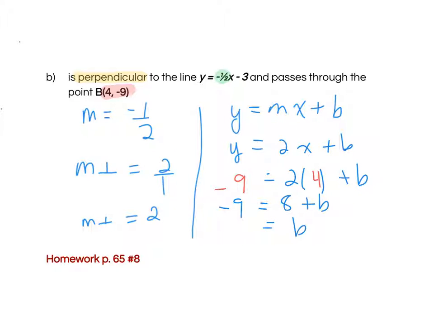So b is equal to -9 minus 8. So that gives me -17, which is a large y-intercept. But anyways, here we go. So I'm almost done. All I need to do now is sub that value for the y-intercept back into the original equation. y equals 2x minus 17. And now my equation is done.